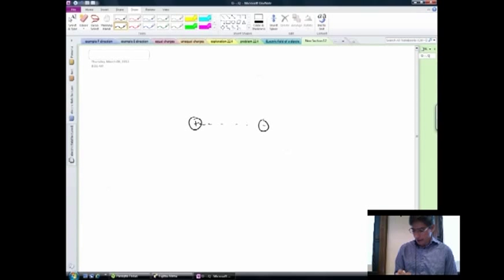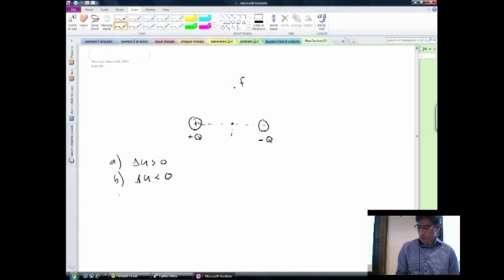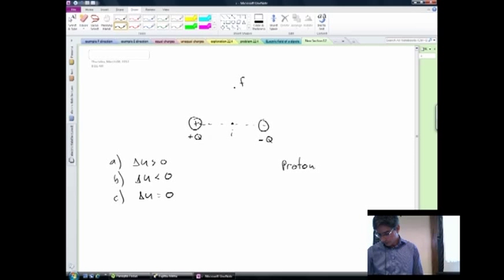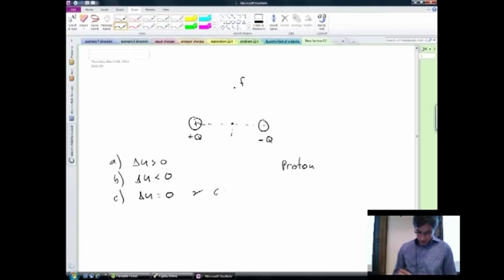So what if I now move the charge from the initial location, start with the proton, to the final, but now the charges are one plus and the other one negative. So let's say that this is plus Q and this one's minus Q. And again, the options are delta U bigger than 0, delta U smaller than 0, C, delta U equal to 0. And we're doing proton again. The first case is proton. 50% chose 3. And that's the right answer.